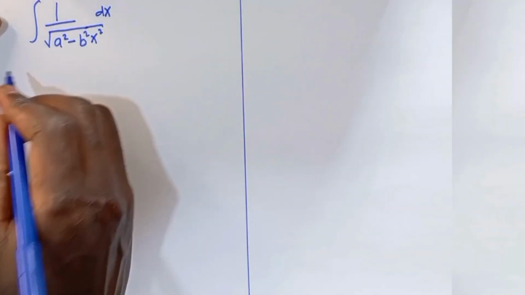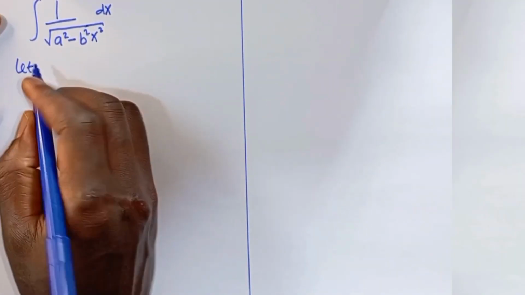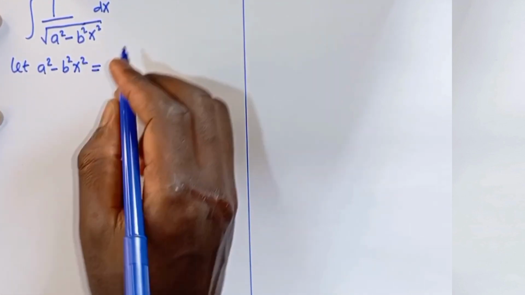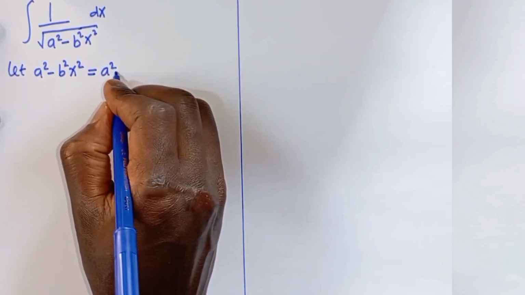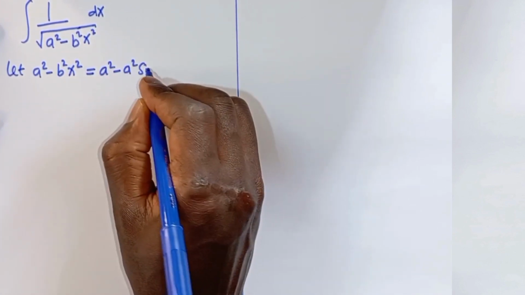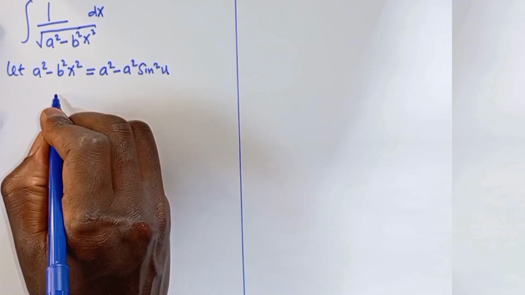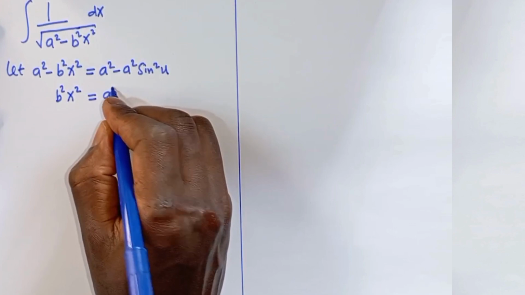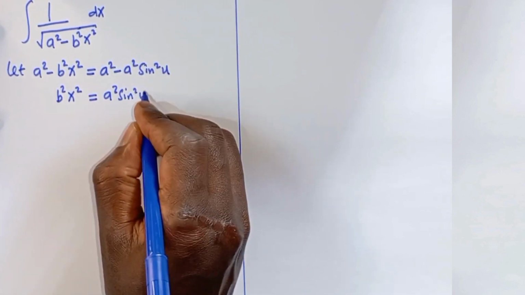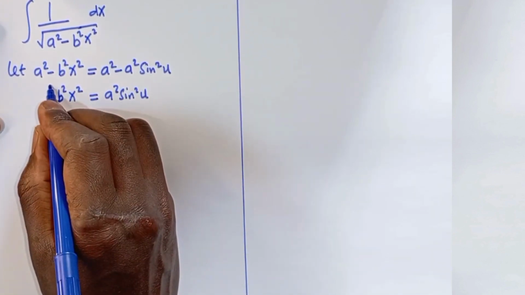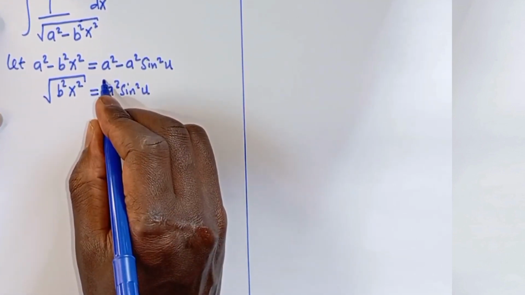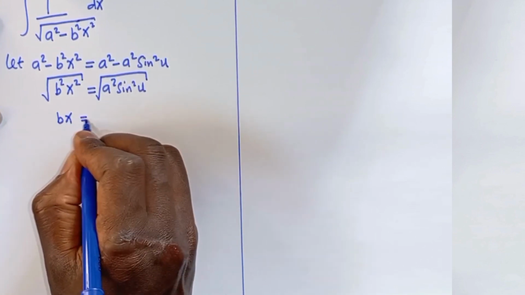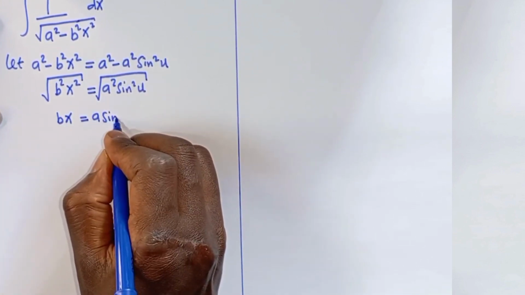Now, we begin by letting a squared minus b squared x squared equal a squared minus a squared sine squared u. So we are using sine substitution here. So our b squared x squared is the same as a squared sine squared u. You have to know that rating, and when you know it, it becomes simpler. Applying a square root on both sides, we have bx equal to a sine u.